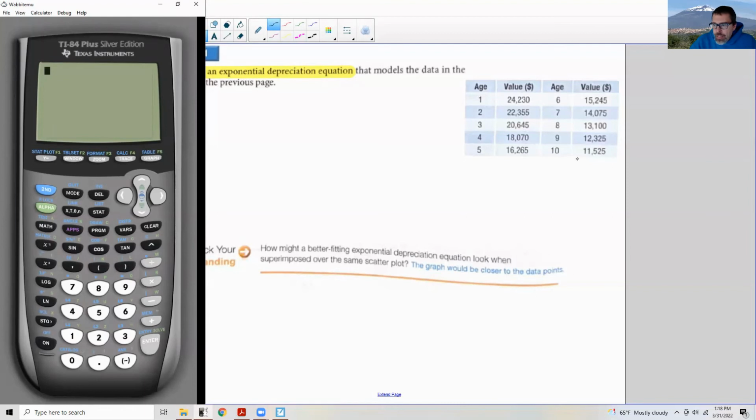And there are 10 pieces of data here. So age is going to be our X and value is going to be our Y. So we go to Stat, Edit, and I'm just going to go up and clear this, arrow up to L1 and hit clear and come back down. So age is going to be our L1. So I'm just going to simply type in 1 through 10 here. So 1, enter, and so on. Okay, so I'm up to 10.